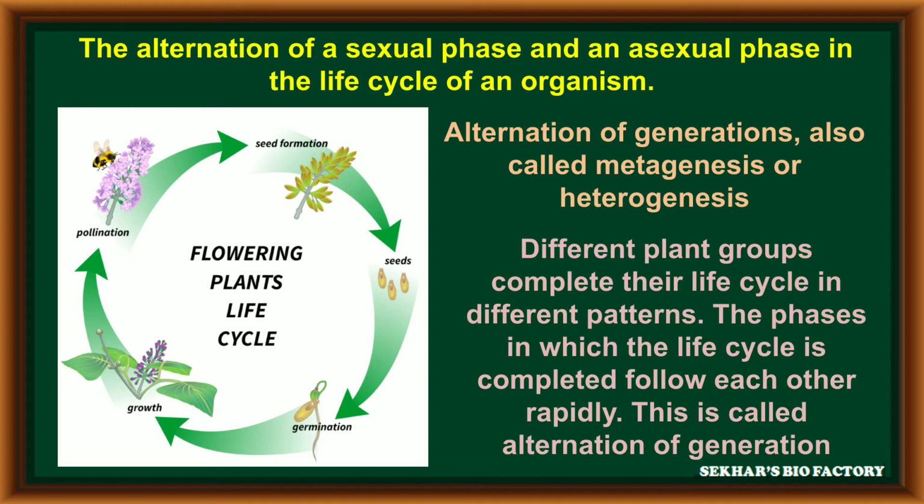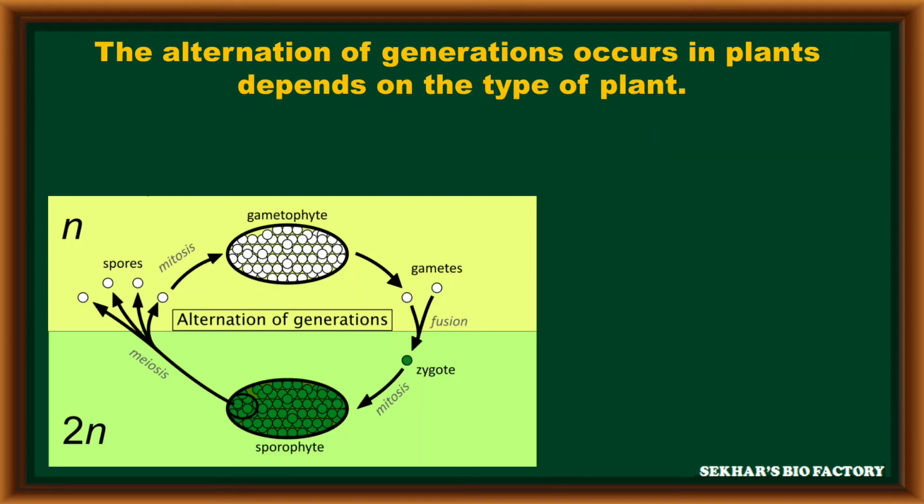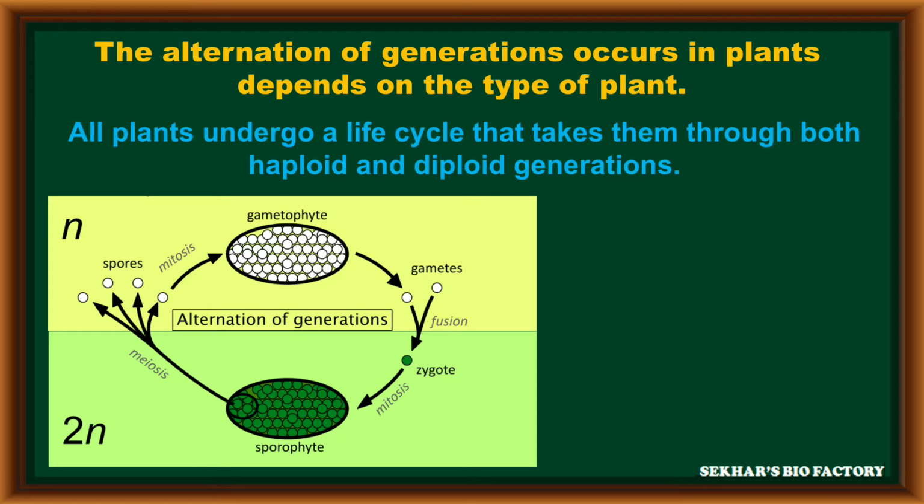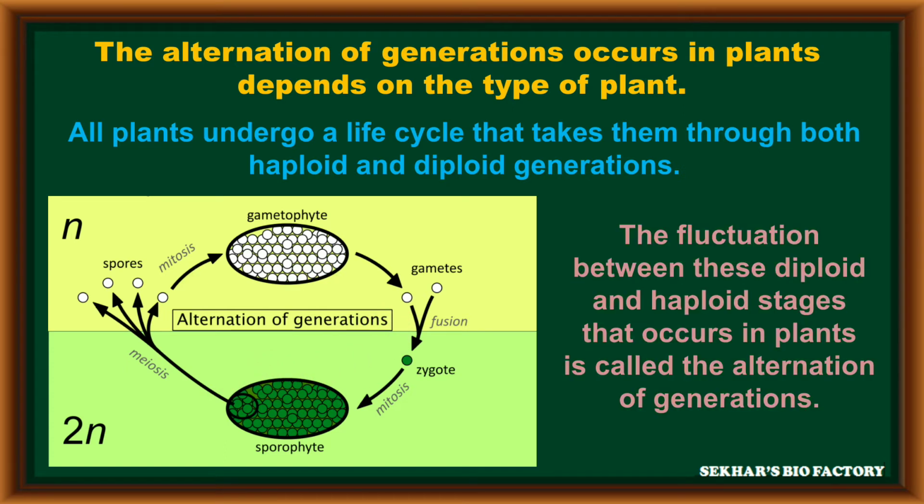Different plant groups complete their life cycle in different patterns. The phases in which the life cycle is completed follow each other rapidly, which is called alternation of generations. The alternation of generations in plants depends on the type of plant body and its nature. All plants undergo a life cycle that takes them through both haploid and diploid generations. The fluctuation between diploid and haploid stages that occurs in plants is called alternation of generations.